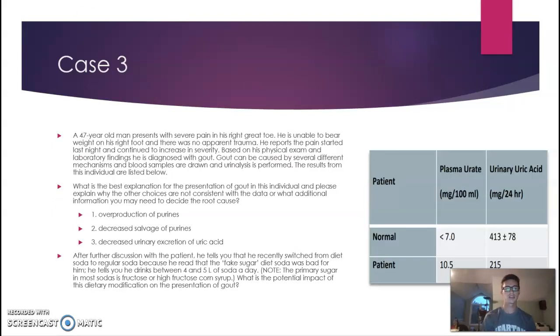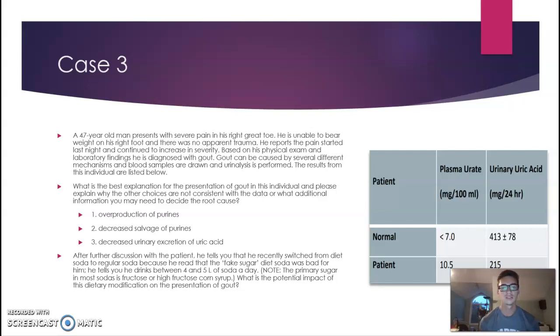The next case I chose was case 4, and it reads: a 47-year-old man presents with severe pain in his right great toe. He is unable to bear weight on his right foot, and there was no apparent trauma. He reports the pain started last night and continued to increase severely. Based on his physical exam and laboratory findings, he is diagnosed with gout. Gout can be caused by several different mechanisms, and blood samples are drawn and urinalysis is performed. The results from the individual are listed below.